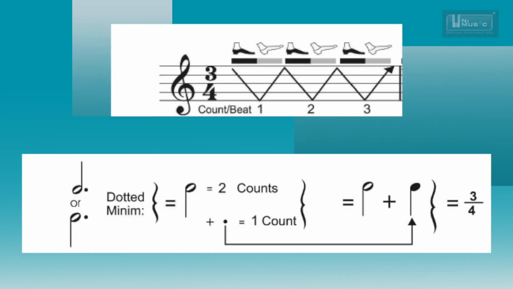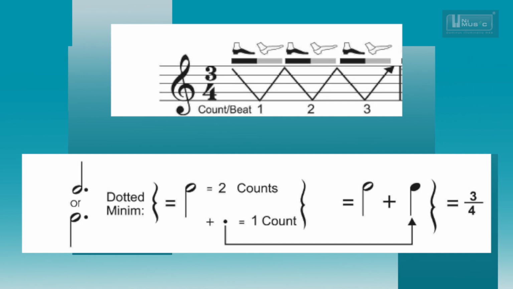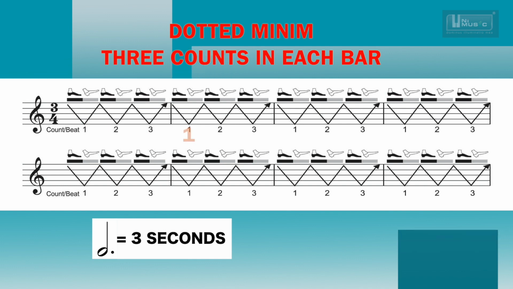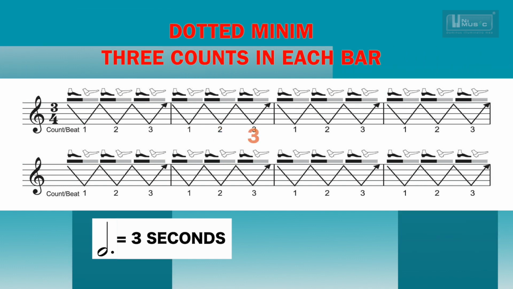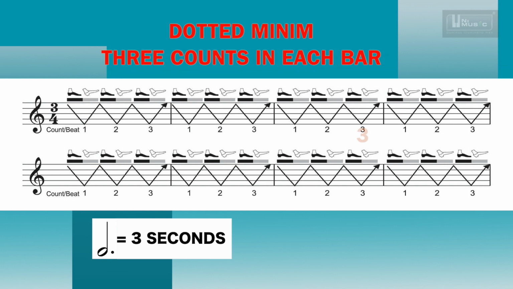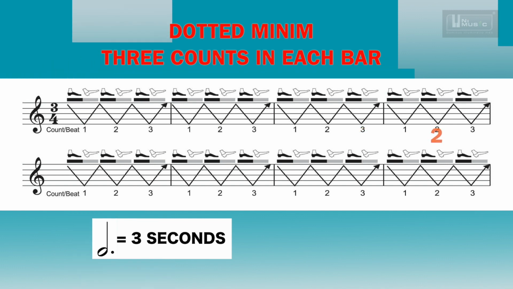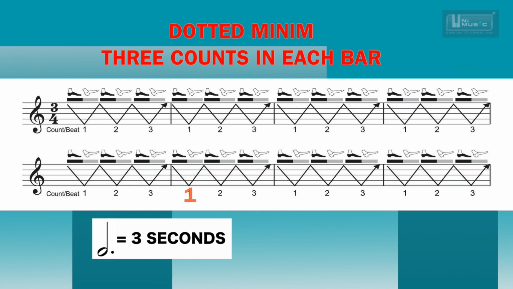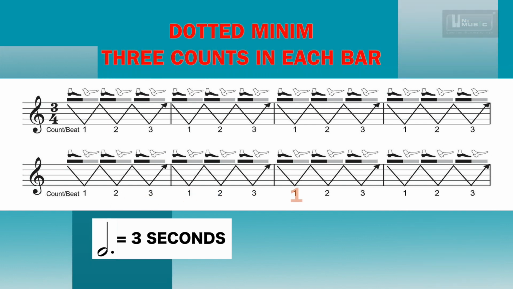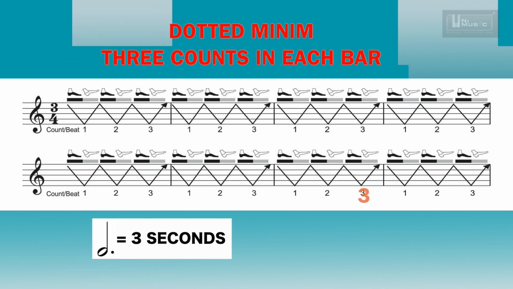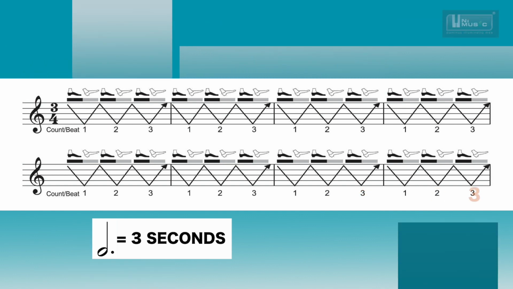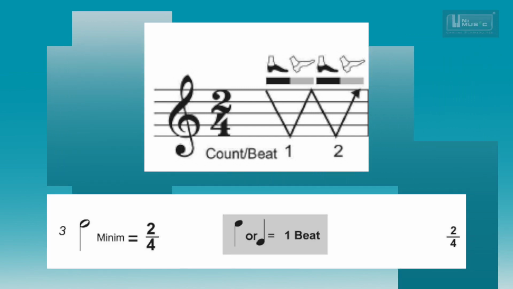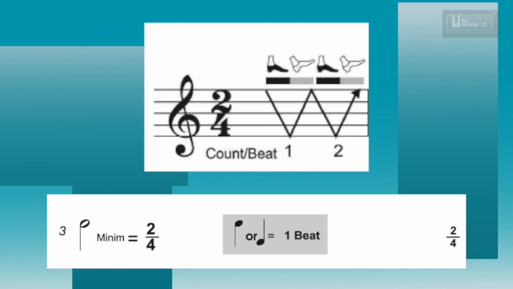Dotted minim represents 3 counts in each bar and 24 counts in 8 bars. A minim is said to be a half note counted in 2 beats in a bar and 16 counts in 8 bars.